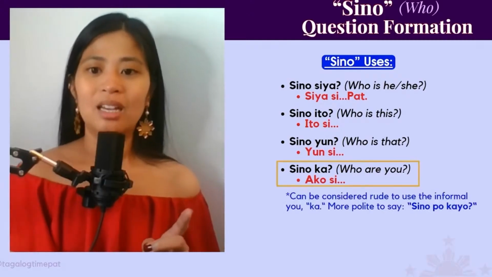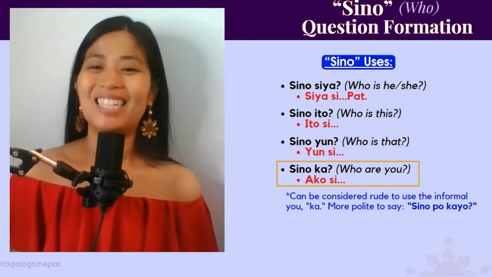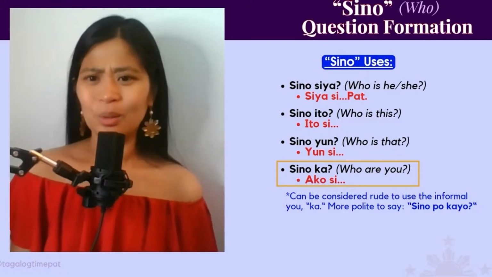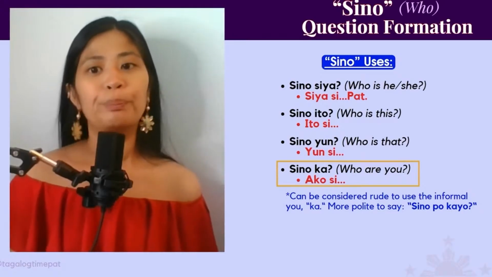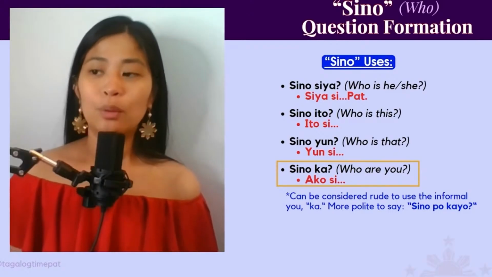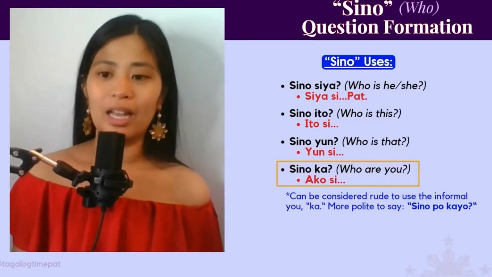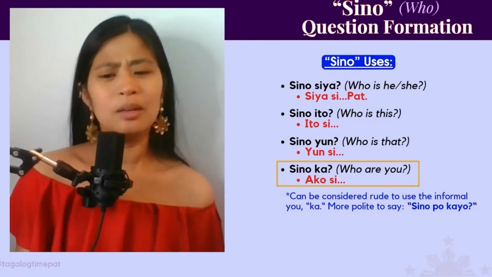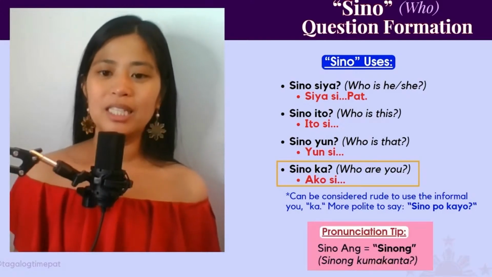Now, I do want to say, you really shouldn't say sino ka if you want to be polite. Sino ka is kind of rude or just a little blunt. So it would be more polite to say, sino po kayo? For one thing, add po to be respectful. And when you're adding po, you have to use the plural you pronoun. So kayo, sino po kayo? That's a lot more polite instead of saying sino ka. If you want to ask, who are you again? Sino po kayo?